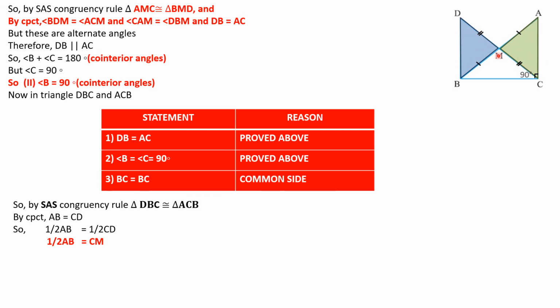But I am going to take half on both sides. So half of AB is equal to half of CD. From this CD, if I take only half, that can be written as CM. So you can say CM is equal to half of AB. Hope you understood all these three sums. All these three sums are very important sums in this chapter.